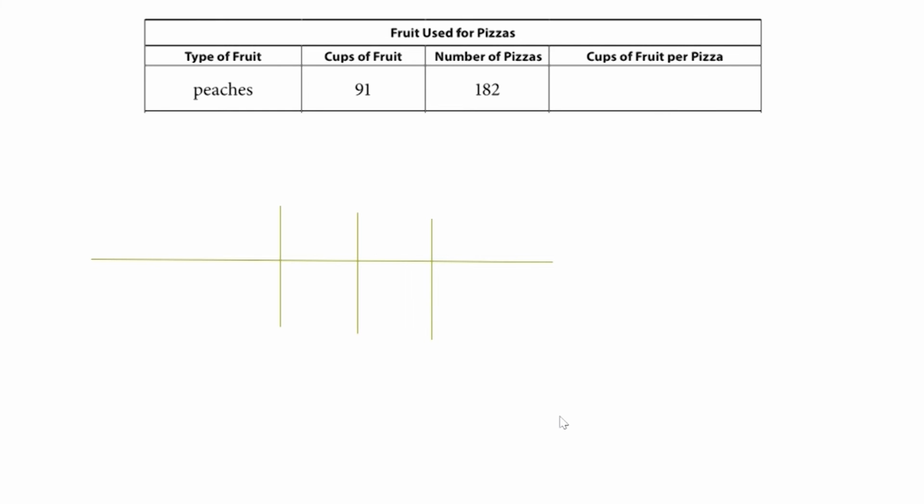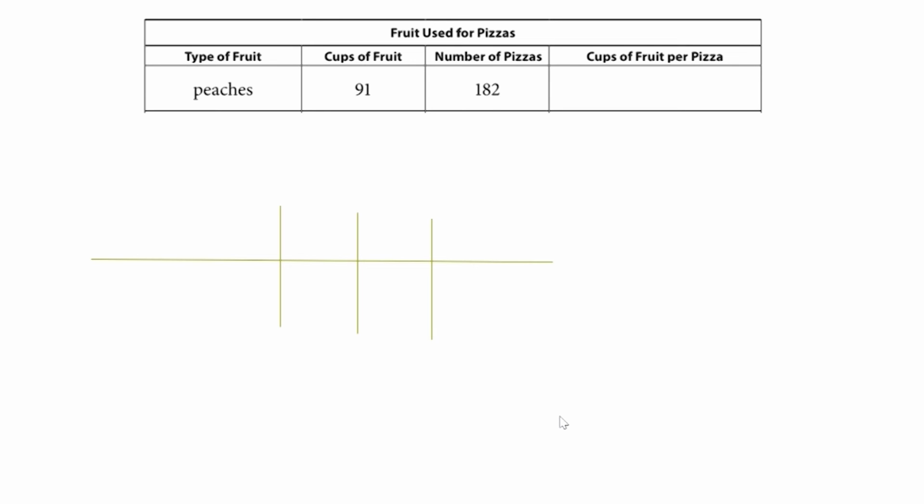This one says that it took 91 cups of peaches to make 182 pizzas. This one seems different to me. Does it seem different to you? Why don't you take a second and think about that, or discuss with someone near you, why is this one different than the previous two problems that we worked on? I'm thinking this one is different because the number of cups of fruit is lower than the number of pizzas. So I'm already asking myself, is this going to be more than 1 cup for one pizza or less than 1 cup for one pizza?